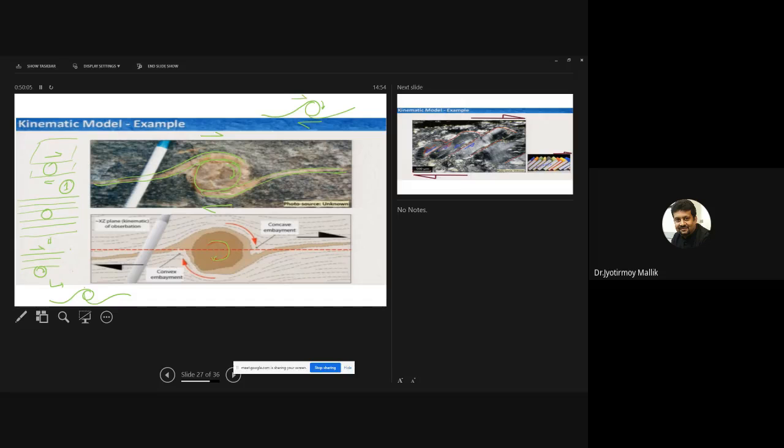But if you just describe the geometry, that is geometrical modeling. But if you say that the layers were horizontal initially, the porphyroblast was kept inside, and then you put it under dextral shear, and this thing came up, you are doing some sort of kinematic modeling. Okay, is that clear, everyone?